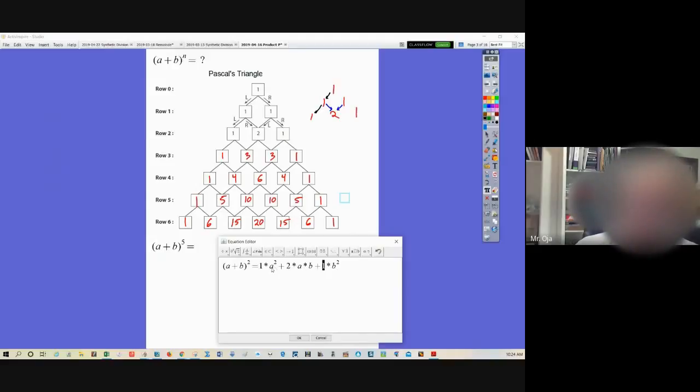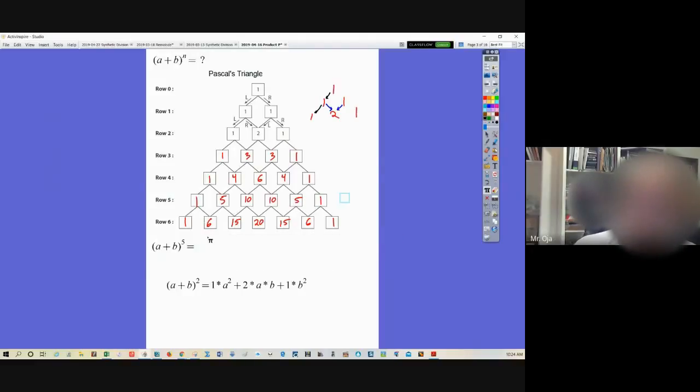Okay. So then if we wanted to do something like a plus b to the 5th, what's that going to do? Well, now we're going to go down to row 5 here. In row 5, these are going to be the coefficients, the numbers being multiplied by the a's and the b's. The first term is going to be a 1. Second term is a 5. Third term is a 10. Fourth term is a 10. Fifth term is a 5. Sixth term is a 1.